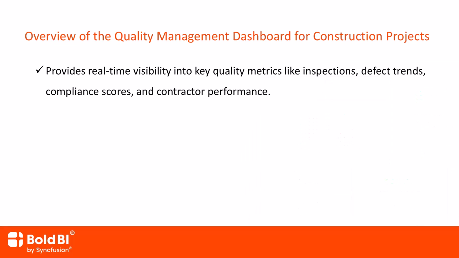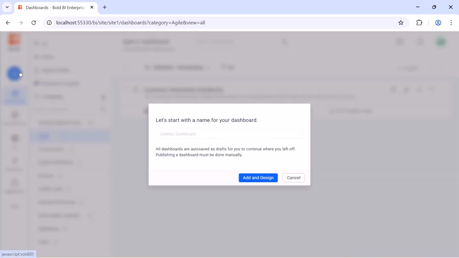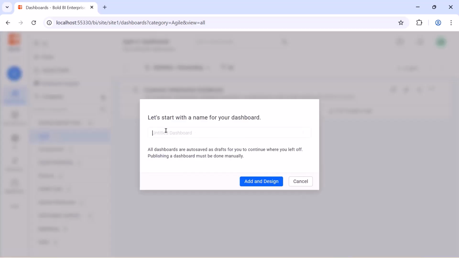Construction quality management dashboards provide real-time visibility into construction projects' quality metrics, including inspections, defect trends, compliance scores, and contractor performance. It helps teams monitor standards, reduce risks, and ensure timely corrective actions for improved outcomes. First, create a new dashboard and name it Construction Quality Management Dashboard.